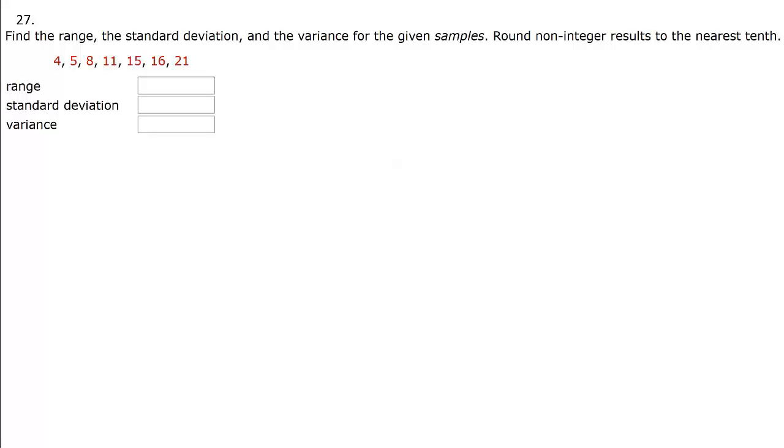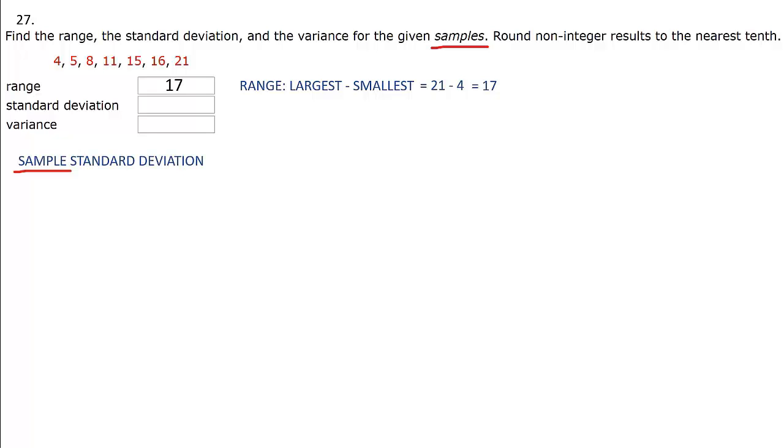27. Find the range, standard deviation, and the variance for the given samples, and round the non-integer results to the nearest tenth. The data is 4, 5, 8, 11, 15, 16, 21. So the first thing you've got to remember is this is a sample. In any case, the range is simply the largest minus the smallest. The largest value was 21, the smallest value was 4. The difference is 17, so the range is 17. The standard deviation for a sample, I told you the sample made a difference. It doesn't make a difference in the range, but it does make a difference in the standard deviation and variance.